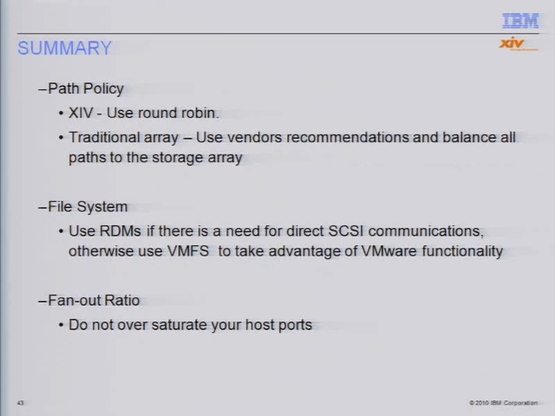For file systems, use RDMs only if you need direct SCSI communications to the storage array, or if you want to do array-based snapshots or array-based replication. VMFS actually does a really good job. It has a lot of functionality built in. So using VMFS, VMware snapshots, or VMware's VCB, you can't incorporate that into a physical RDM. So you need to take that into consideration too. What type of functionality do you want to have with your file system?